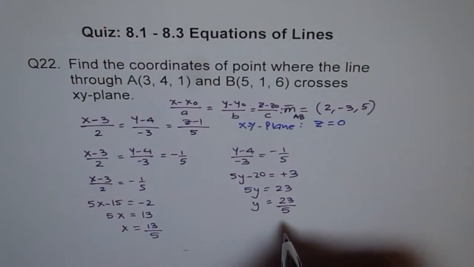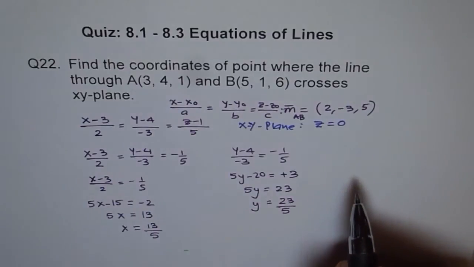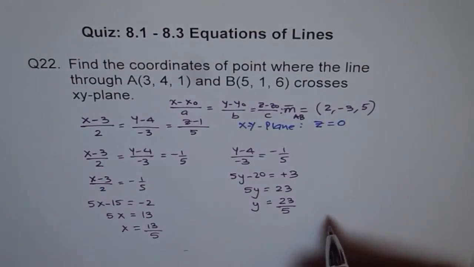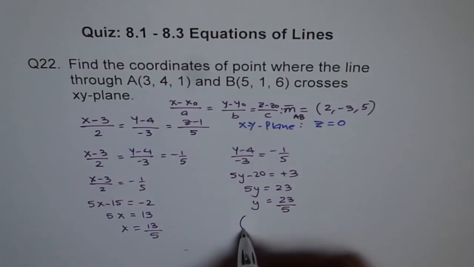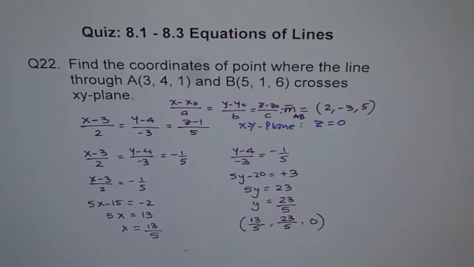And therefore, what are the coordinates of the point where a line through these 2 points crosses the xy plane? Therefore the answer is x value 13 over 5, y value 23 over 5, and z value as expected is 0. So that is how we are going to solve this question, correct? You could have written it in vector form, or even in parametric form it could have been done, right? Okay, let's move on to the next question.